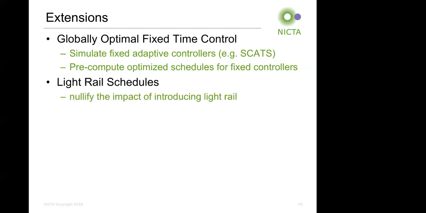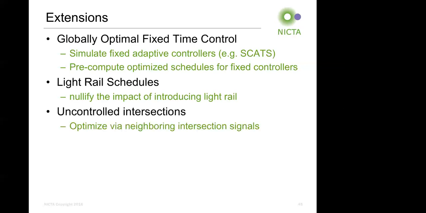I'll also show you a way to use the model to optimize with the light rail, which interacts with the traffic, and how we can use that to nullify the impact of introducing light rail to a network. And also, briefly, I'll show you how we can control uncontrolled intersections, so that the model is able to optimize for intersections which don't have signal control by optimizing the signals of the surrounding neighborhood intersections.